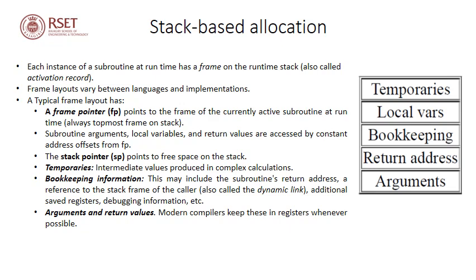Then talking about a single activation record, it will have temporaries. Temporaries are intermediate values produced in complex calculations. Then it has local variables and bookkeeping information. This may include the subroutine's return address, a reference to the stack frame of the caller, additional saved registers, debugging information, etc. Finally, it also has arguments and return values.